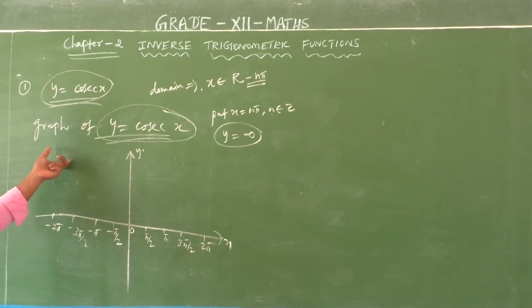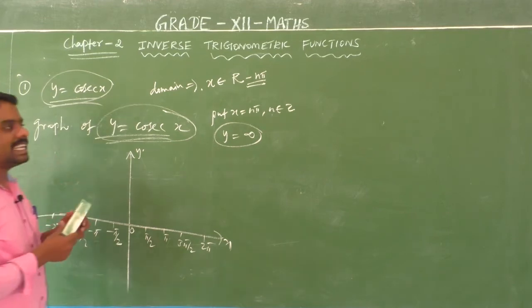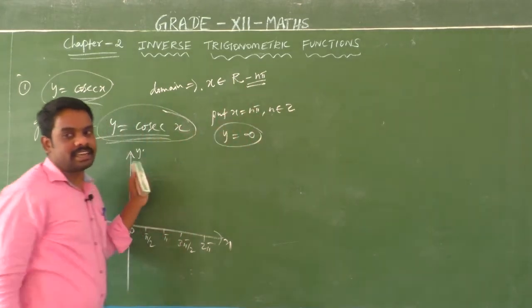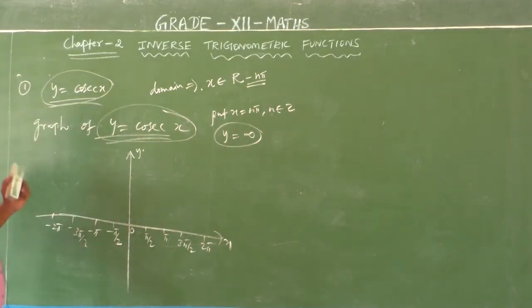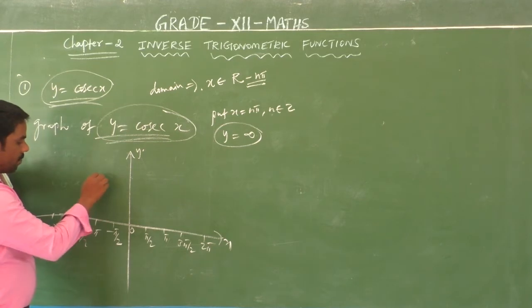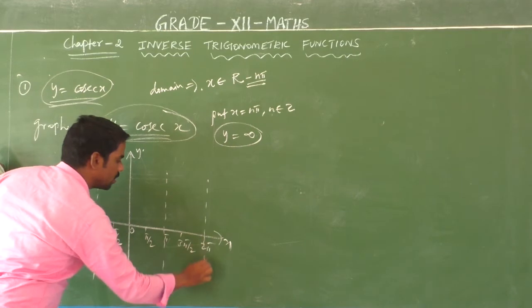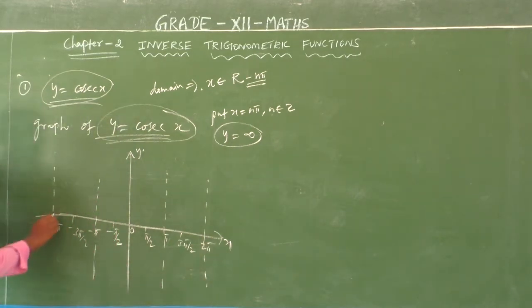This curve, cosecant x, does not intersect at the points x equal to n pi, n belongs to Z. So minus pi, plus pi, 2 pi, and minus 2 pi.